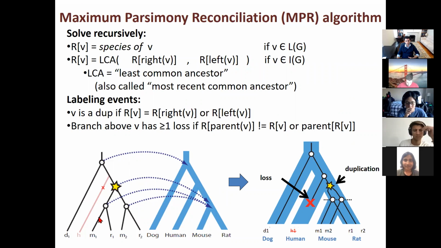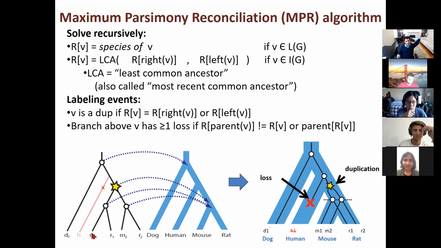So reconciliation is basically taking a gene tree and a species tree and reconciling them with each other, basically mapping one onto the other. And the problem of reconciliation is mapping recursively the reconciliation of every node in the gene tree. So every species maps into itself. Okay, so if it's a rat, only it maps into rat. And then where it gets interesting is that the reconciliation of a particular node is the least common ancestor of the reconciliation of the right node and the reconciliation of the left node.